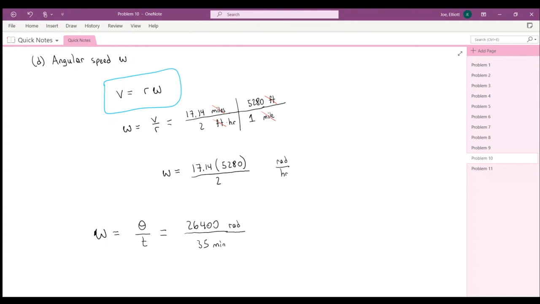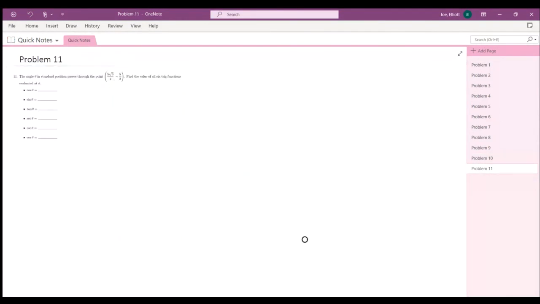Let's take a look at problem number 11, okay? All right, so I want to take a look at problem number 11, and then I also want to loop back around to problem number 6 since there was a specific request for that. So for problem number 11, you are just starting to talk about all the different trigonometric functions: cosine, sine, tangent, secant, cosecant, and cotangent.